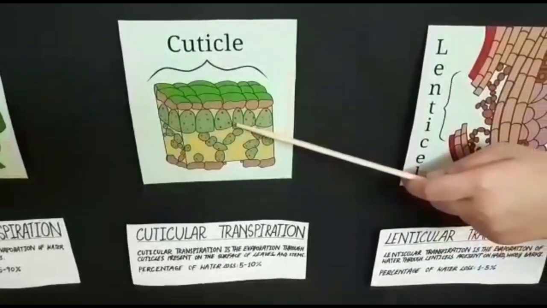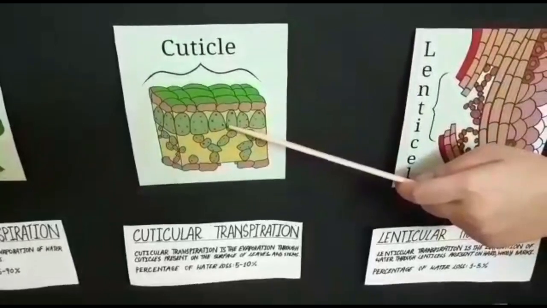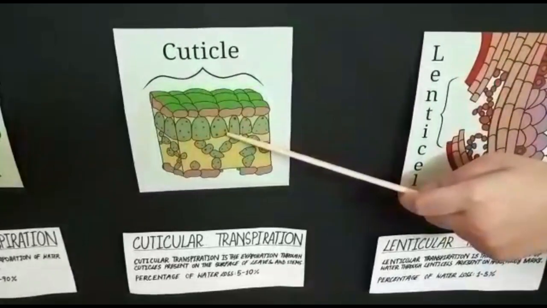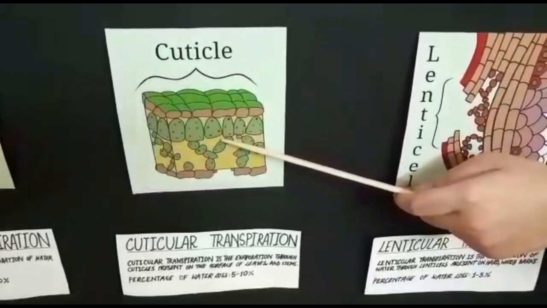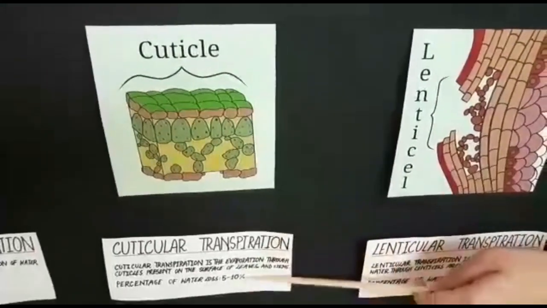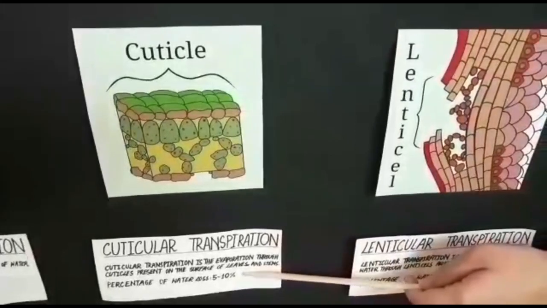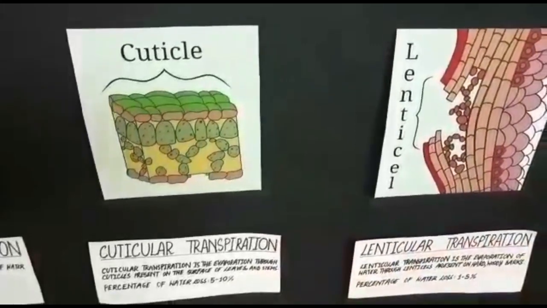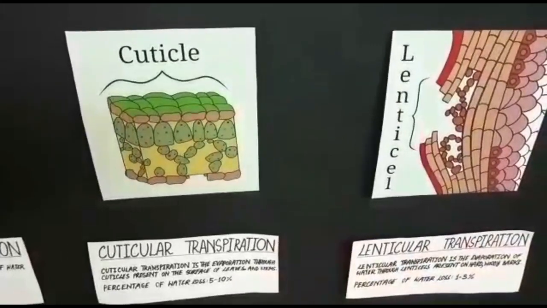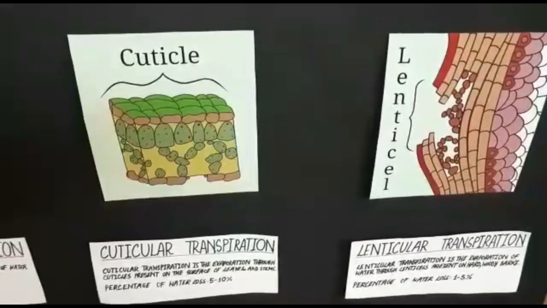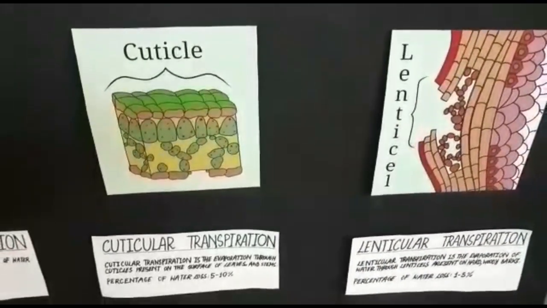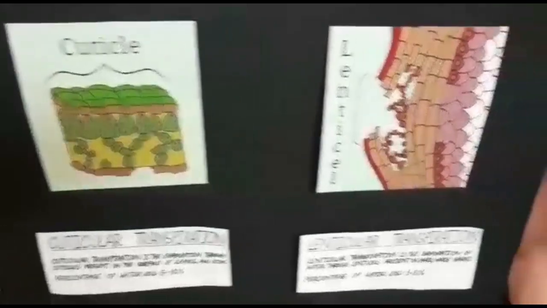Cuticular transpiration. Cuticular transpiration is the evaporation of water through cuticles, an impermeable covering present on leaves and stems. It accounts for about 5 to 10% of the total transpiration in plants. However, it is lesser in xerophytes, plants adapted for life in dry habitats, since they have thicker cuticles.